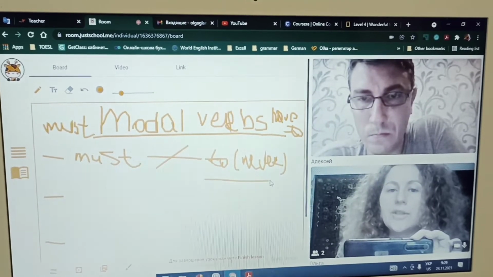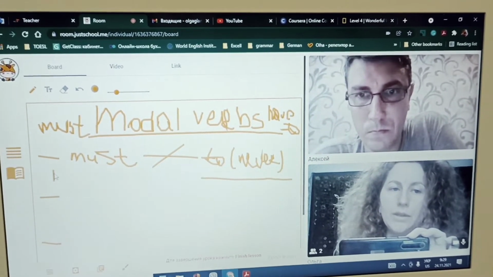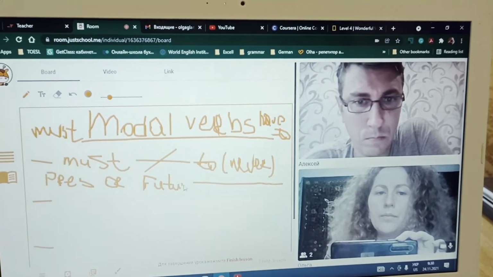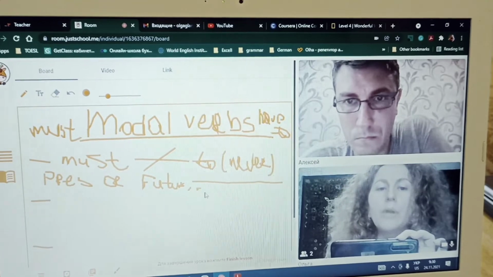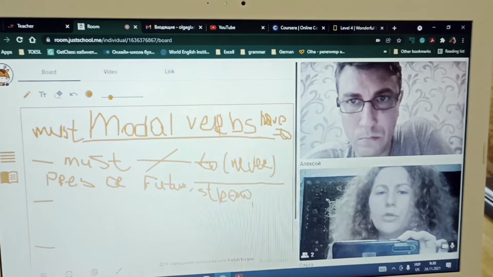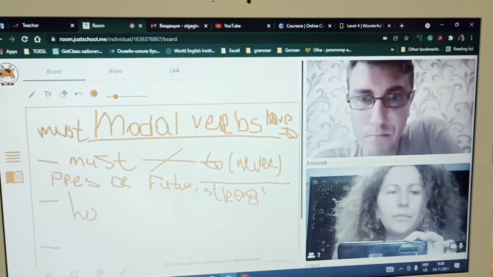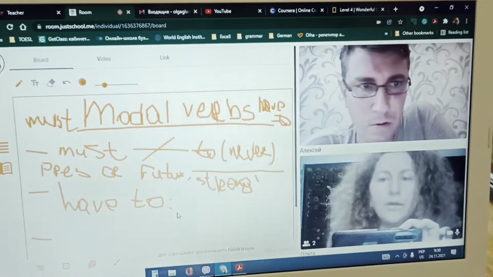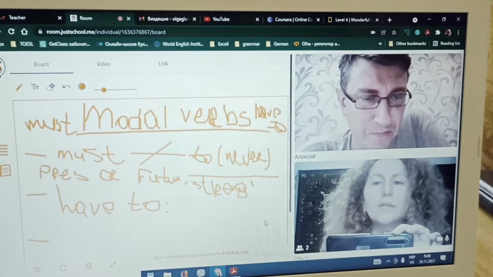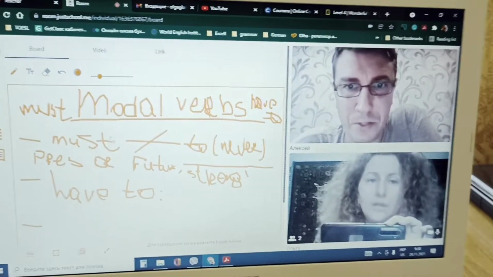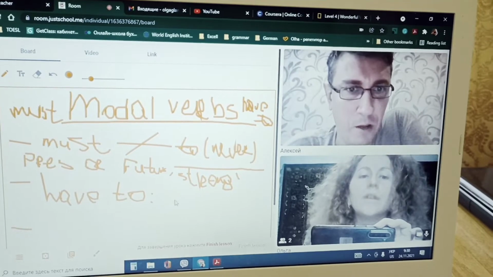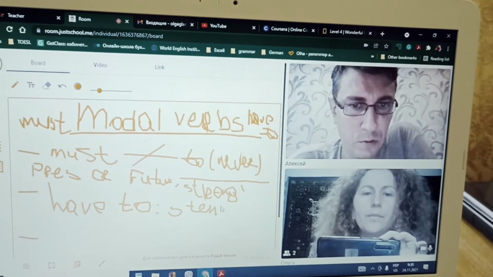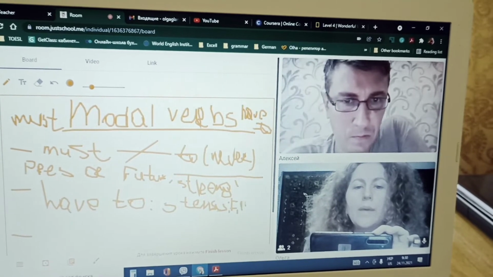We never change the second verb in the tense. We remember we use must in the present or future. Then have to and must, it's a strong obligation to do. Strong. Look at the screen: verbs have to, must, to never. Present or future? Have to we use in three tenses: future, present, and past.